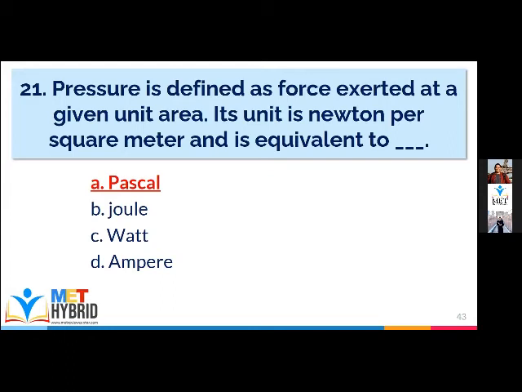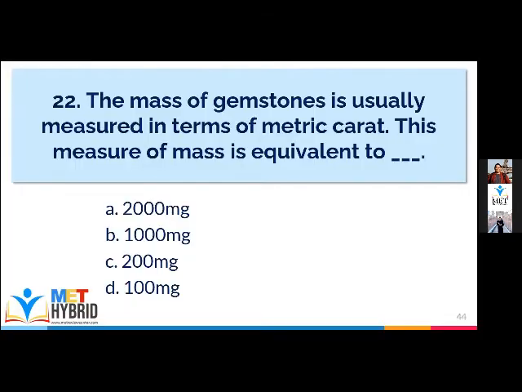Okay. So next we have 22. The mass of gemstones is usually measured in terms of metric carat. This measure of mass is equivalent to blank. So you have A, 2000 mg, B, 1000 milligram, C, 200 milligram, D, 100 milligram. Again, just like your number 21, this is a simple conversion of unit. So 1 metric carat is eventually equal to letter C, 200 milligram.